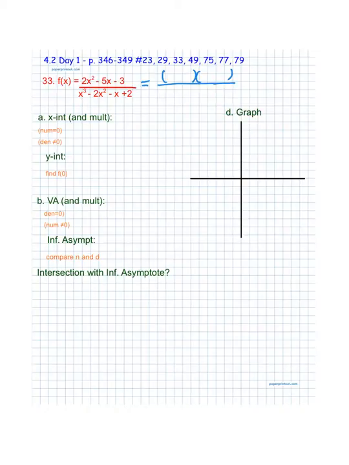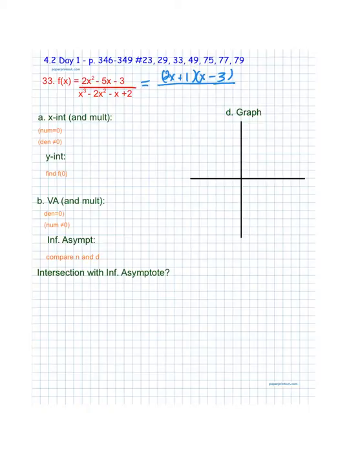I'm going to use guess and check. I know the first terms have to multiply to 2x squared, so I need 2x and x. The last two terms multiply to negative 3. I only have two options, negative 3 and positive 1, or negative 1 and positive 3. In this case, it's going to be negative 3 and positive 1. So I'm going to have 2x plus 1 times the quantity x minus 3.